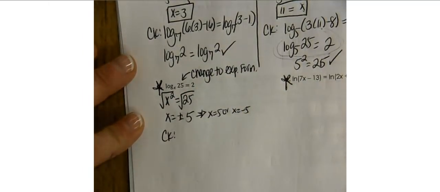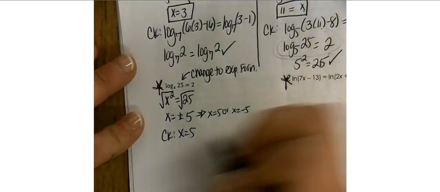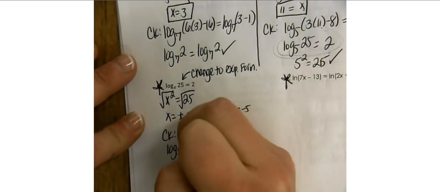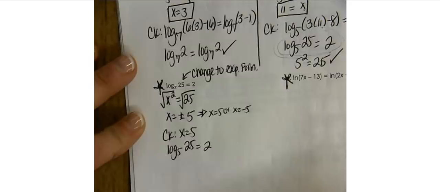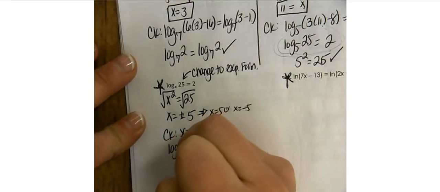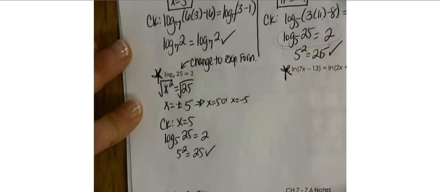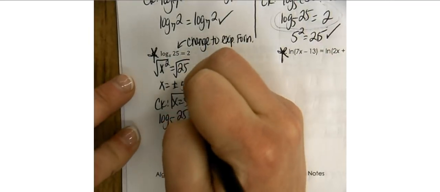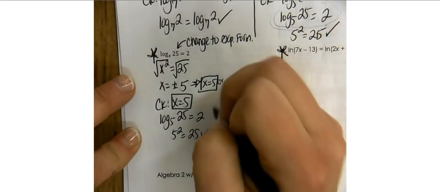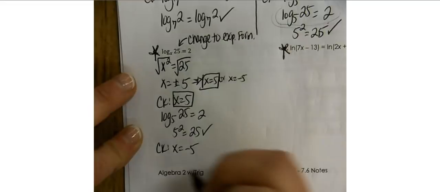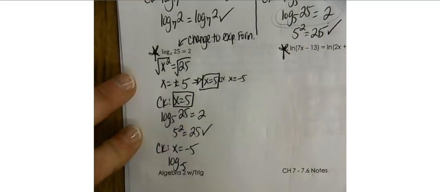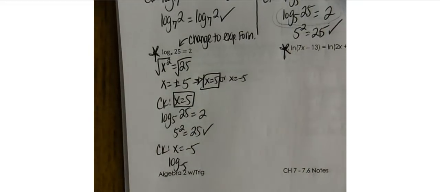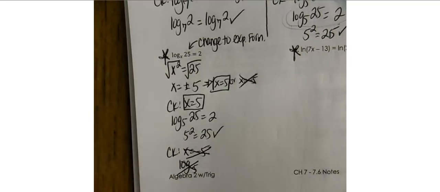So I'm going to check x equals 5 first, and I'm going to write: is log base 5 of 25 equal to 2? Well, yes it is, and that's because 5 squared does indeed equal 25. So therefore, x equals 5 is a solution, and it does work. So now we're going to check negative 5. And I'm going to write log base negative 5, and I'm going to stop right there because there's a negative attached to a log. Automatically, it does not work. Therefore, x equals negative 5 is not our answer.